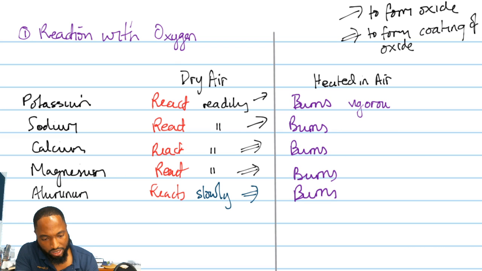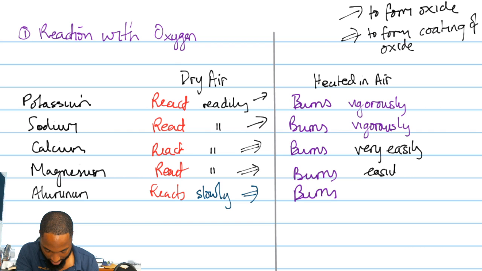Vigorously. So this is something you can plug back in when you come into the exam. It will infiltrate your system. These two are very easily, and easily. From aluminium you're starting to reach powder form, but we want to get some colors for the top four colors, right?